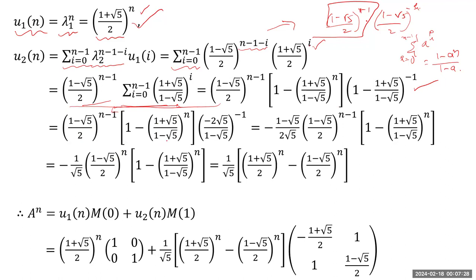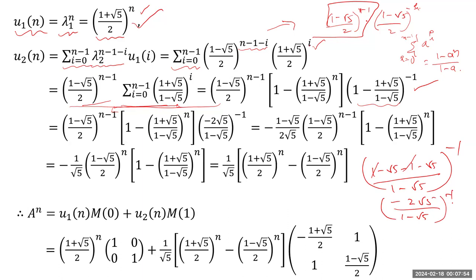I am going to simplify this one. This is simply (1 minus root 5 minus 1 minus root 5) over (1 minus root 5), to the power of minus 1. Minus 1 plus 1 cancel, we get minus 2 root 5 times (1 minus root 5) to the power of minus 1. So that is the value here. The power of minus 1 means 1 over this fraction, so 1 minus root 5 is in the numerator and the other is in the denominator, and as usual we have the summation.